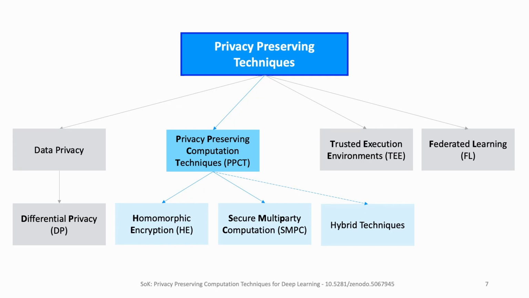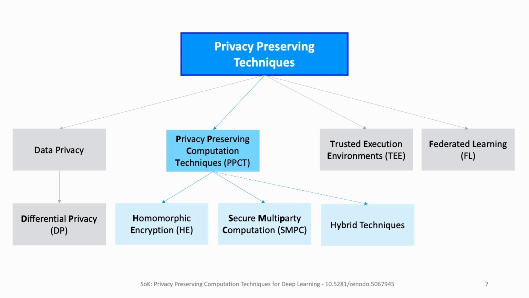Having understood the different privacy goals of deep learning, we can make a classification of privacy-preserving techniques. I would like to start with data privacy, which is techniques that focus on reducing the amount of information that datasets carry. In that way, models trained with that data ensure that they will not include private information. Differential privacy is one example of these techniques.